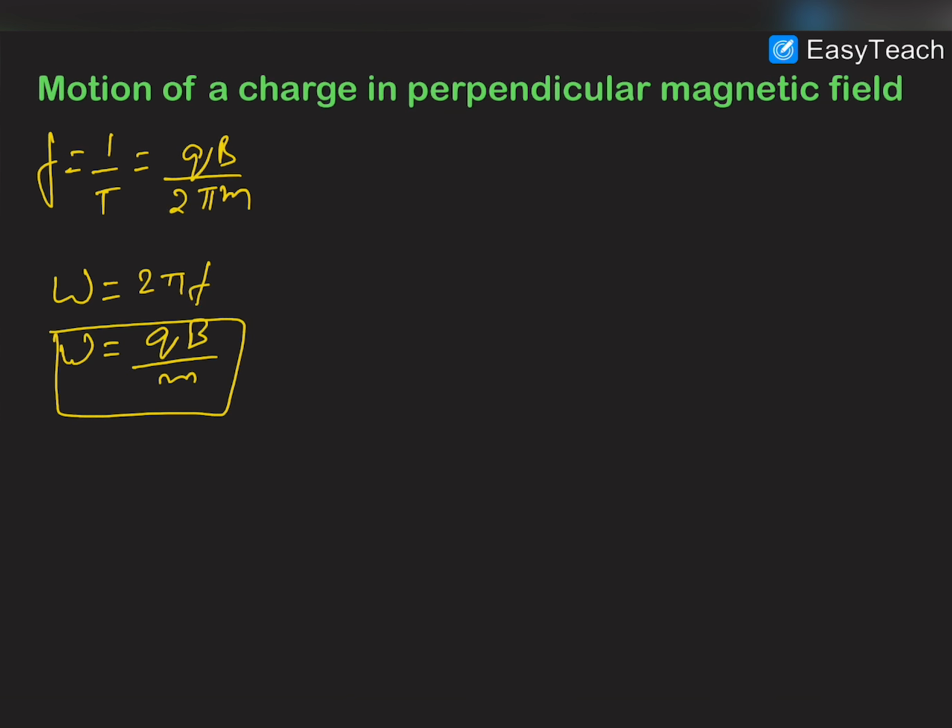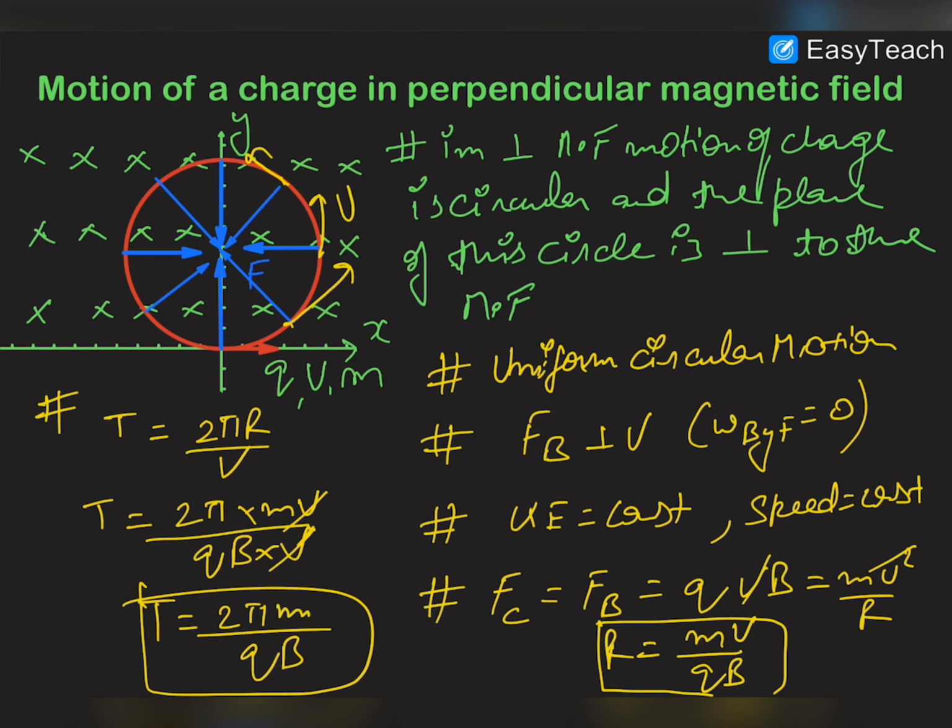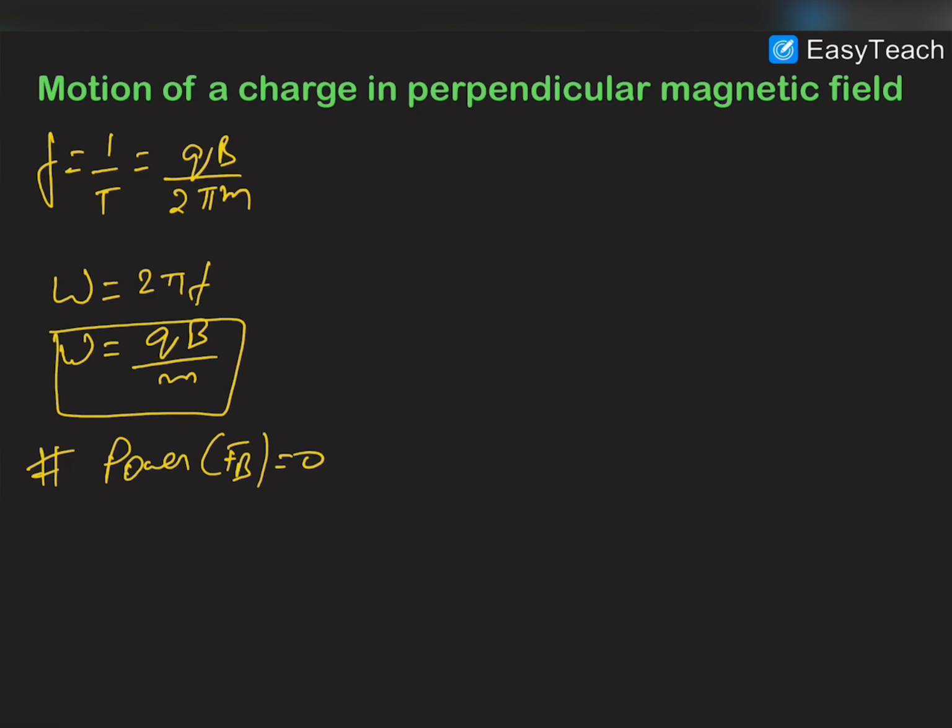Now we can say that it is obviously a uniform circular motion, and we have already discussed that the power delivered by the magnetic force is always 0, therefore the kinetic energy will remain constant. And it is very important to note that each time this particle completes the circle, it will again come to the initial point, moving in the initial direction again. This is a very important concept.